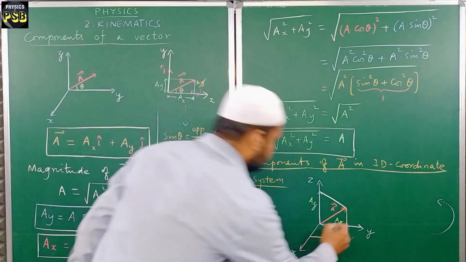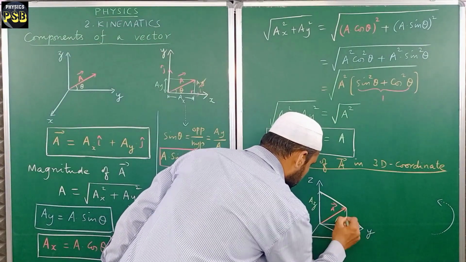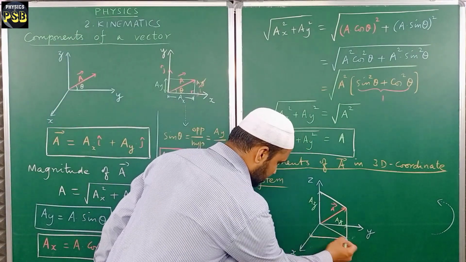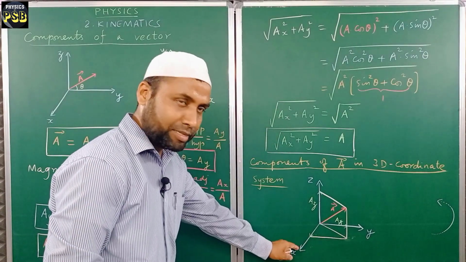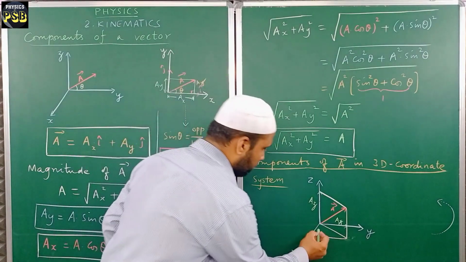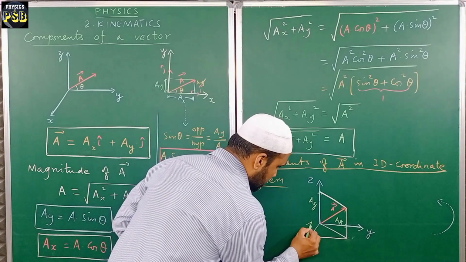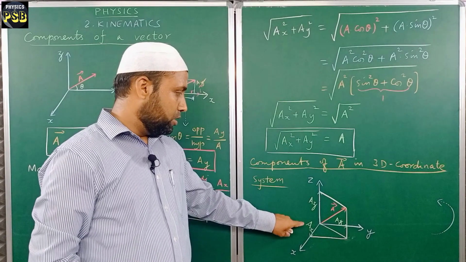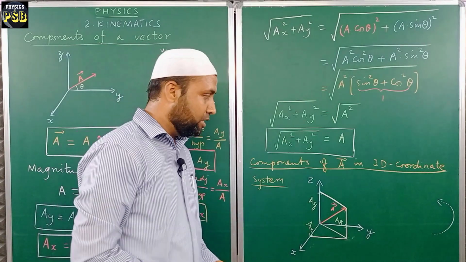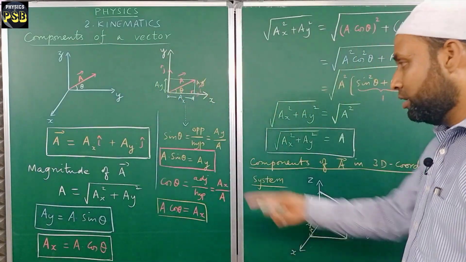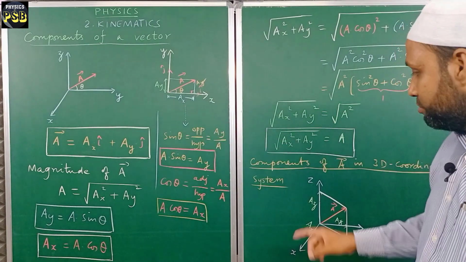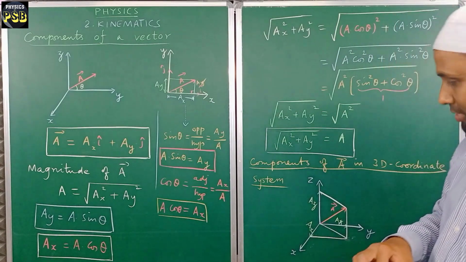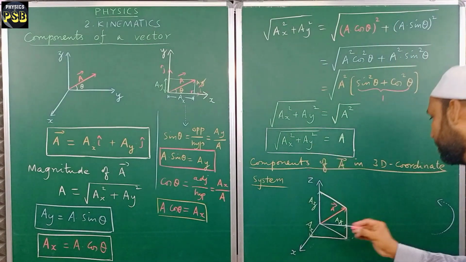The next, the point where this line intersects the x-axis gives us AX. It is the component of the A vector along the x-axis. Now, how do we represent vector A in terms of its components along the x-axis, y-axis and z-axis? Let me write this here.